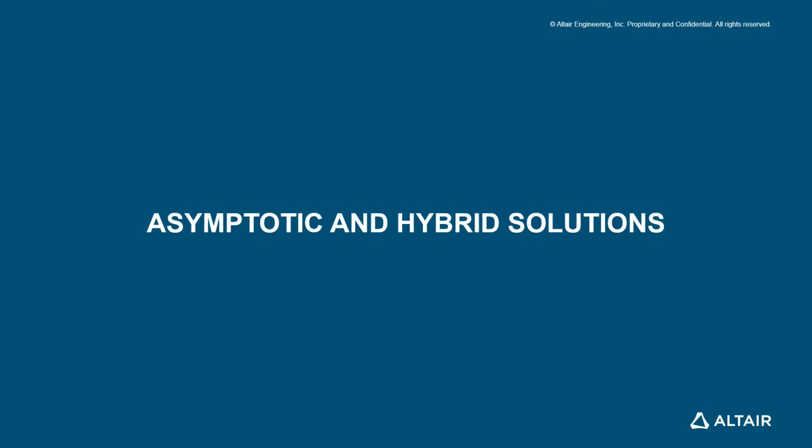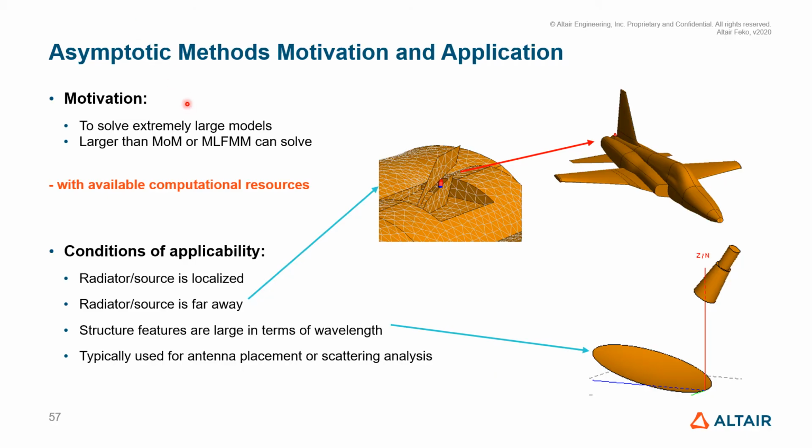Now that we looked at the full wave solutions, let's take a look at asymptotic and hybrid solutions. The motivation for asymptotic solutions is to be able to solve extremely large structures, electrically large structures, that the method of moments or MLFMM or FEM or FDTD may not be able to handle with available resources. That's the key here, I guess.